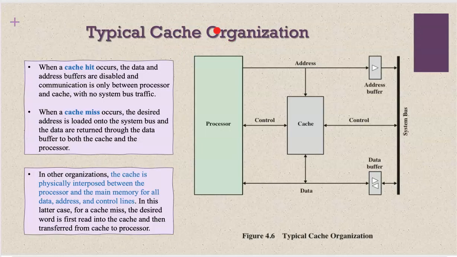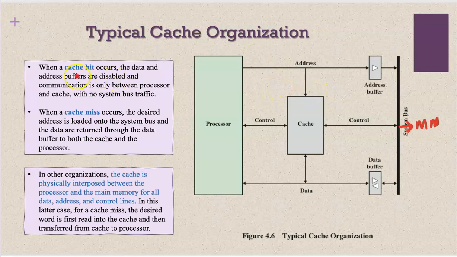So this is a typical cache organization. We can see that the processor is here. We have a cache that is connected to the processor by the address line, the control line, and also the data line. And then we have an address buffer and a data buffer. The address line, control line, and data line are connected to a system bus, which is connected to the main memory.